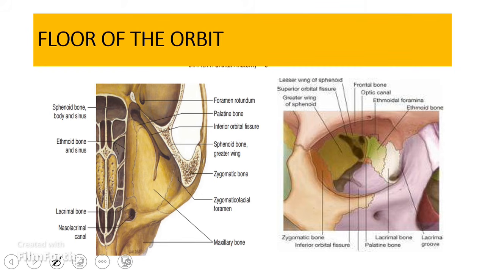So you can see here we are looking from top to the floor of the orbit. You can see laterally is the zygomatic bone, and this is the orbital plate of the zygomatic bone. This large thing over here is actually the maxillary bone, and a very small portion is actually contributed by the palatine bone. And this large fissure that you can see is the inferior orbital fissure. So the inferior orbital fissure in this view is here, and if you look from top, this is how an inferior orbital fissure is going to look like.